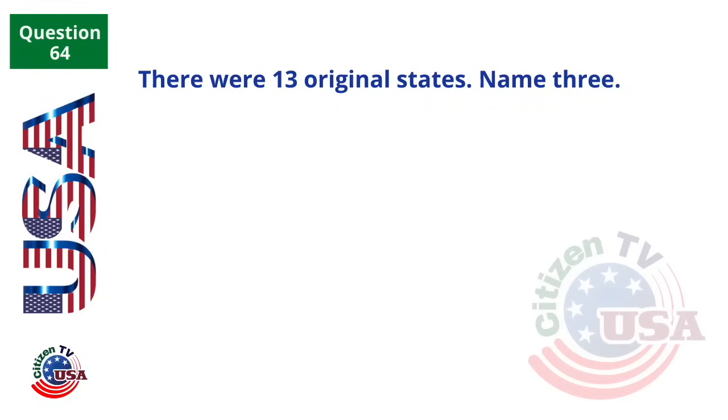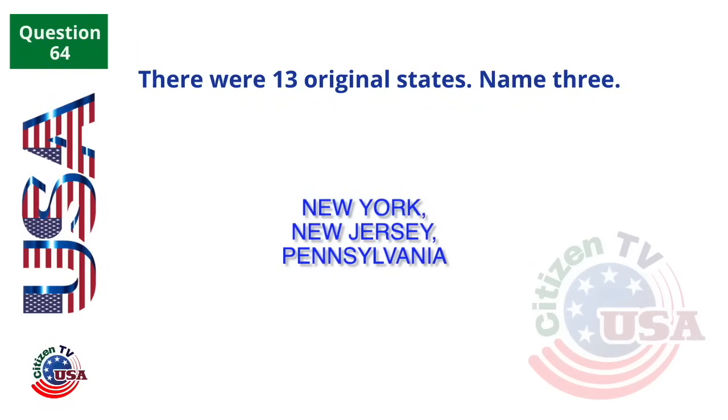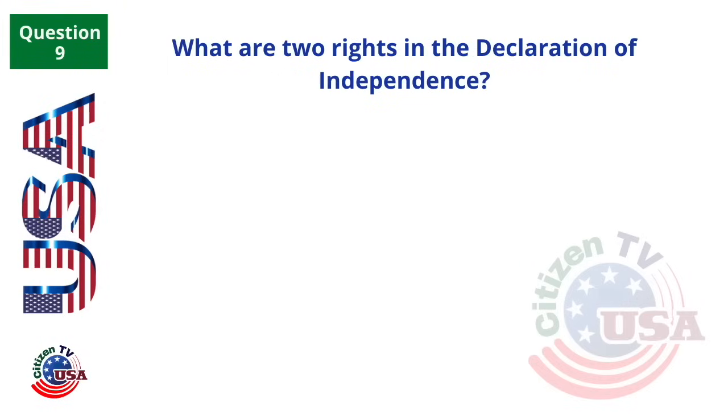There were 13 original states. Name three. New York, New Jersey, and Pennsylvania. What are two rights in the Declaration of Independence? Life, liberty.